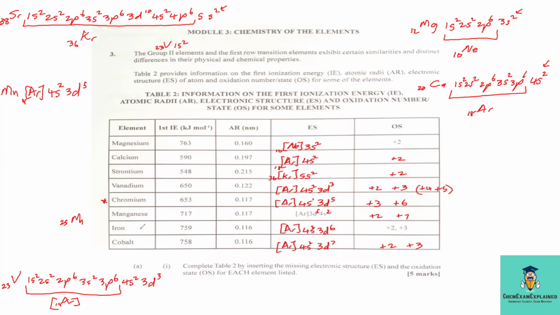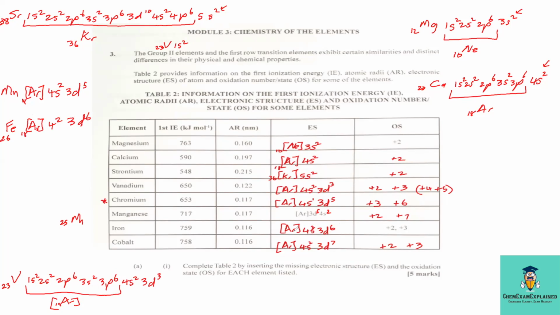Iron would carry an atomic number of 26. So that again would carry us 18 for argon, 4s2, that's 20, and so we need 3d6.